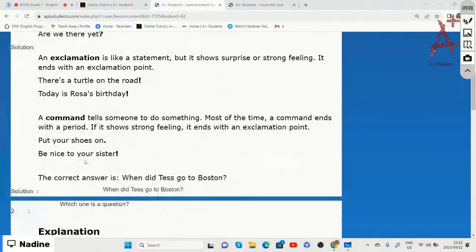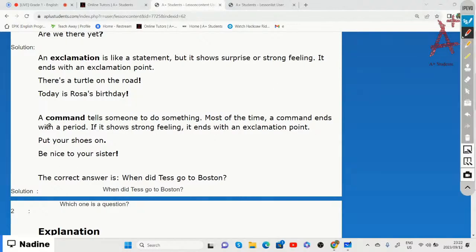And then we have a command. A command tells someone to do something. Most of the time, a command ends with a period. If it shows strong feeling, it ends with an exclamation point. So, for example, if you're telling someone or requesting of someone to do something, you can just say, put on your shoes. It's like you're commanding somebody, put on your shoes, do the dishes.